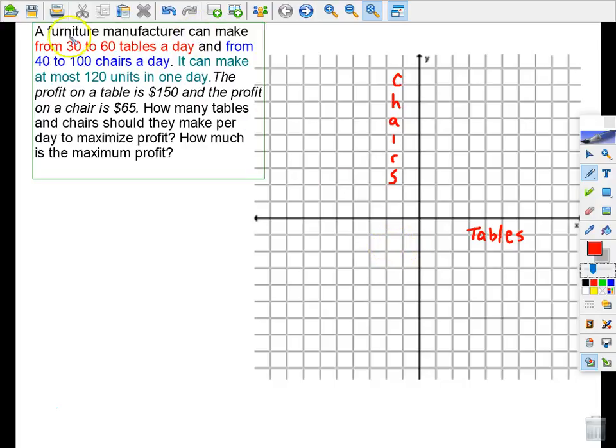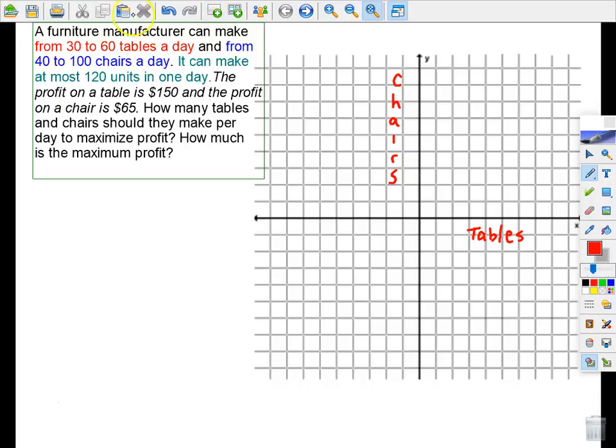Okay, so let's take this first red phrase. The information that we're given is that this particular company is able to make at least 30 tables a day, and we can't make more than 60. Okay, what this is in linear programming language, it represents what we call a constraint. A constraint is what you might think of as a limitation. Because of space, because of workers, money, whatever the reasons, this is all we can do in a day. We could do at least 30, but we can't do more than 60.